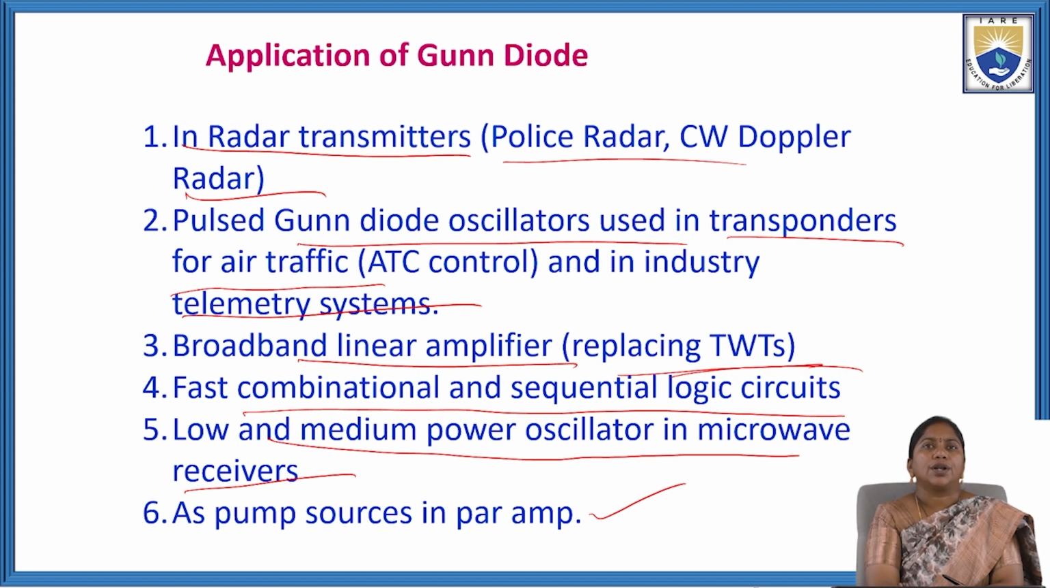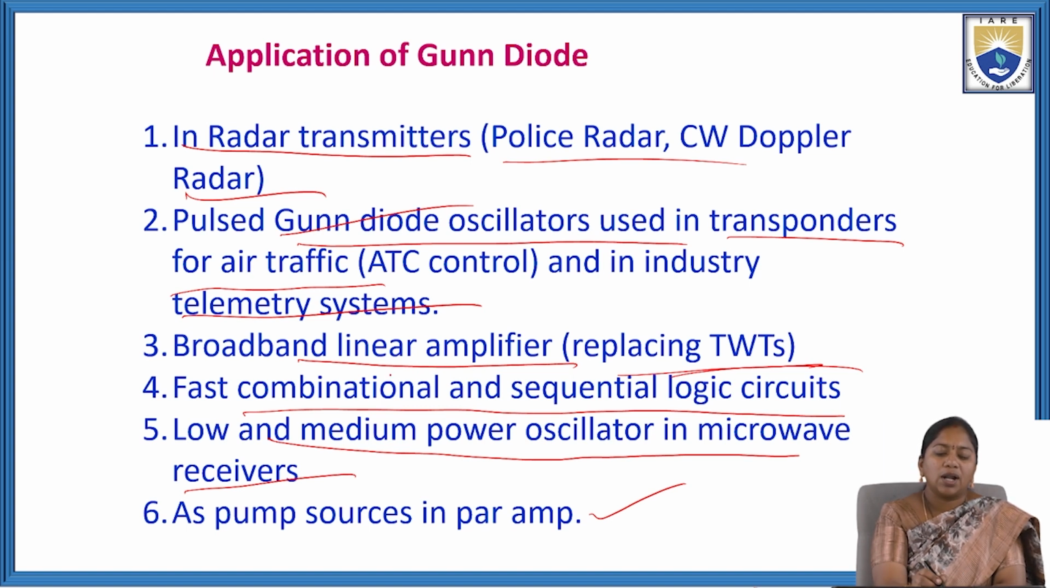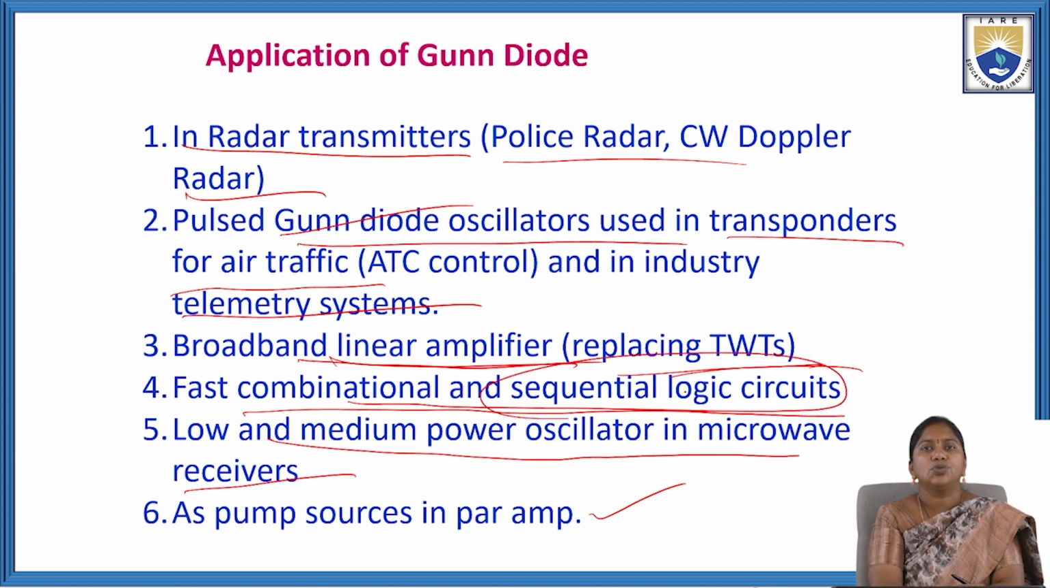First one, Gunn diodes are used in radar transmitters. Second one, pulsed Gunn diode oscillators. Third one is the broadband linear amplifier. Fourth one, fast combinational and sequential logic circuits. Low and medium power oscillators in microwave receivers. These are the applications of the Gunn diode.